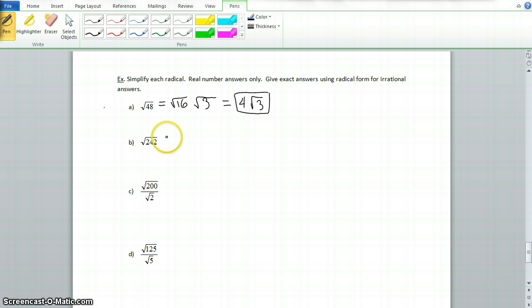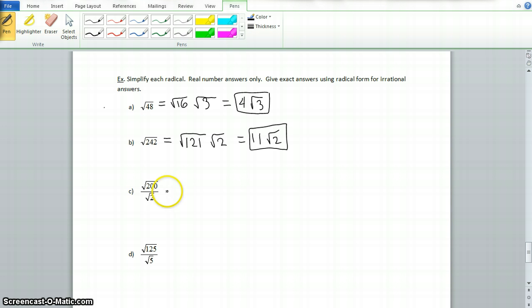Alright, let's do the same thing with part B. Part B, 242 is not a perfect square, but if we think about all of our perfect squares, look through that list, and you can do it mentally, and find a perfect square that's a factor of 242. One's kind of screaming at us, 121. 242 is 121 times 2, right? So the square root of 121 is 11. The radical 2 has to stay as part of your answer. Don't forget that.